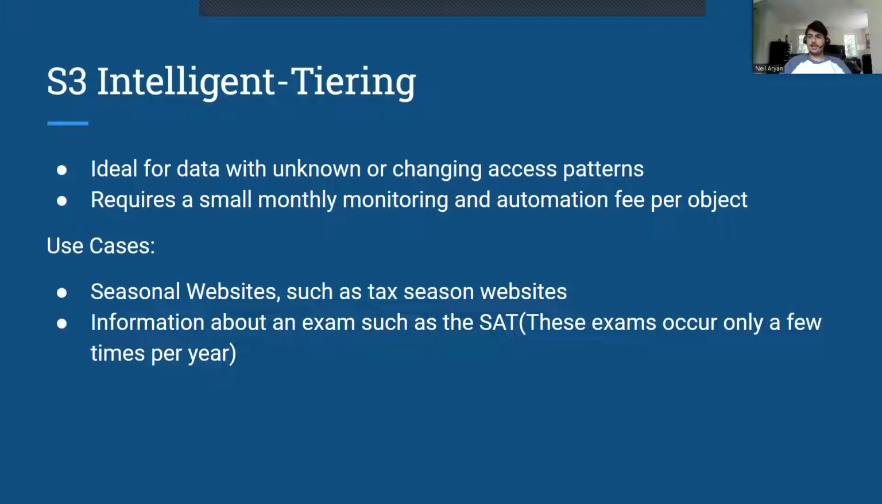H&R Block and other kinds of tax resources, their websites are most frequently accessed right before tax season. So these would be infrequently accessed most of the time, but then right before tax season, very, very frequently accessed. Another use case would be information about an exam such as the SAT. These exams occur only a few times in a year. Right after an exam, no one really cares about the information, but right before the exam, everyone wants to know all about the exam. So that's why these websites would be beneficial if they were stored on S3 Intelligent-Tiering.